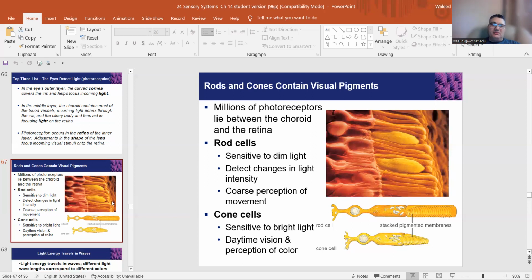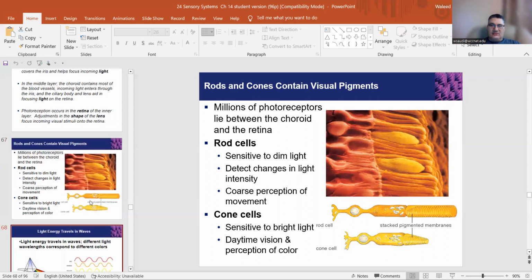So remember those two types of photoreceptors. Again, this is very important. It's basics.